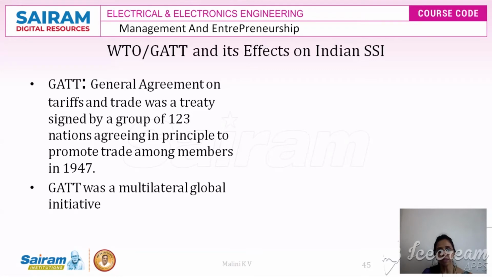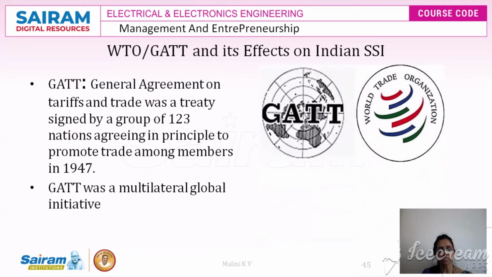So next one is the WTO or GATT. What do we mean by WTO? WTO is nothing but World Trade Organization, and GATT is nothing but General Agreement on Tariffs and Trade. This was a treaty that was signed by a group of 123 nations, and these 123 nations agreed to the principle to promote trade among members in 1947. All these 123 nations signed a treaty on GATT, saying that they are going to promote trade among all these member nations. So the GATT was a multilateral global trade initiative that was initiated by the 123 nations.